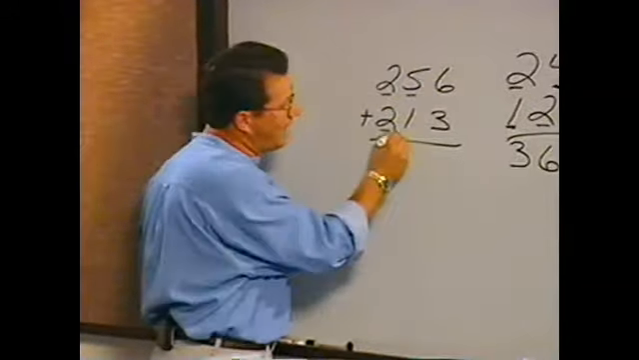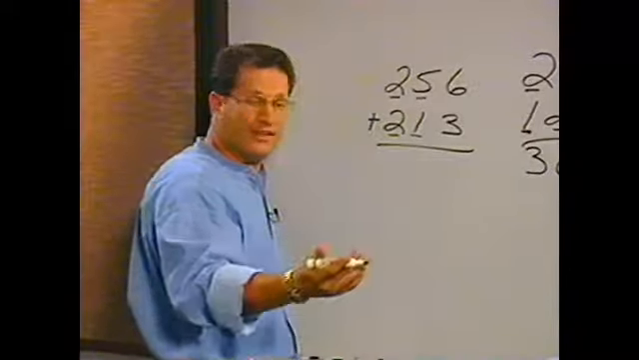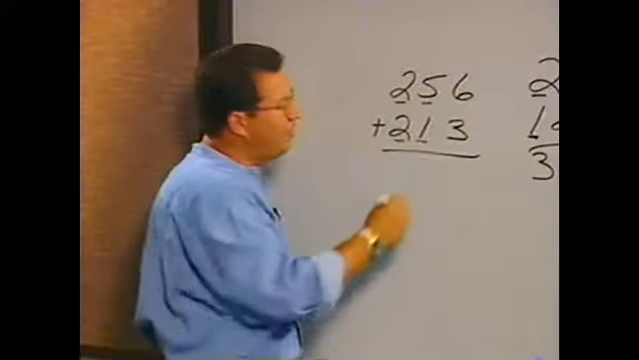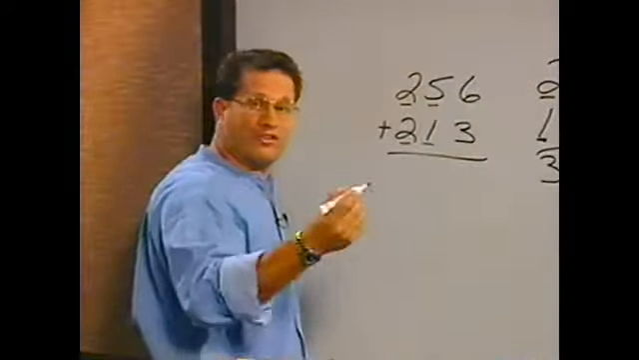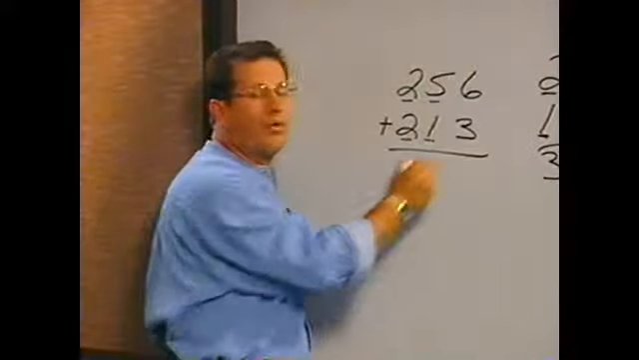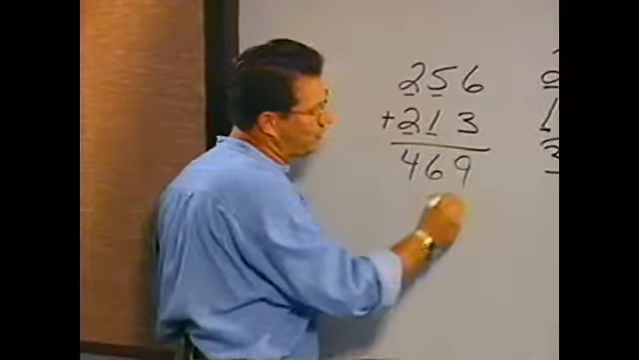450. And then add 10 more. You'll get 460. And then you just go to the next column. What's 460 plus 6? 466. And then add 3 more. 469 is the correct answer. That's what you should get.